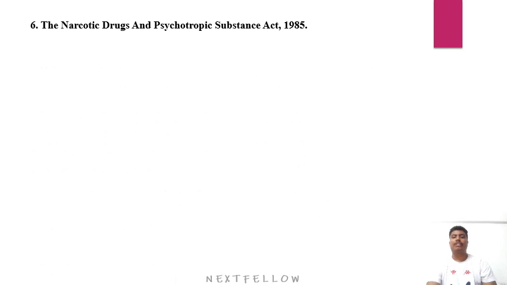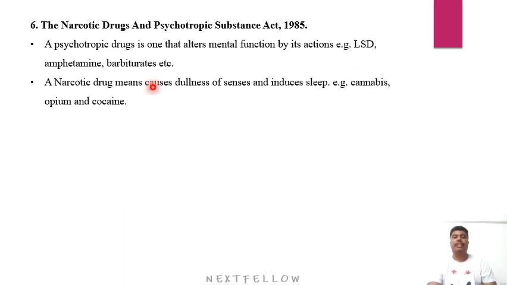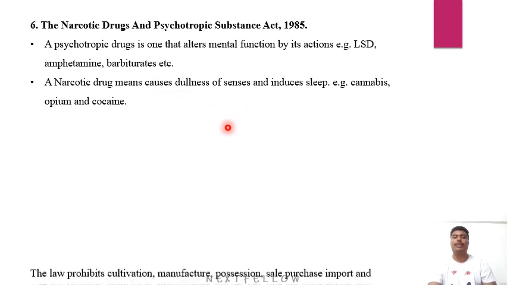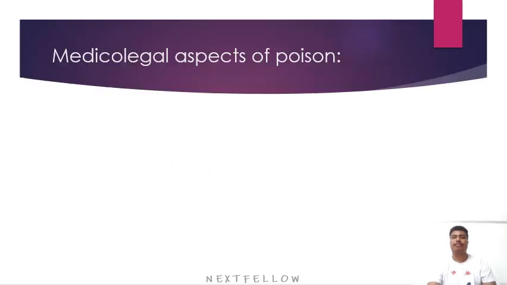The Narcotic Drugs and Psychotropic Substances Act. A psychotropic drug is one that alters mental function by its actions. Example: LSD, amphetamine, barbiturates, etc. And a narcotic drug is one that causes dullness of senses and induces sleep. Example: cannabis, opium and cocaine. So the law prohibits cultivation, manufacture, possession, sale, purchase, import and export, etc. of these drugs except for medical and scientific purposes.